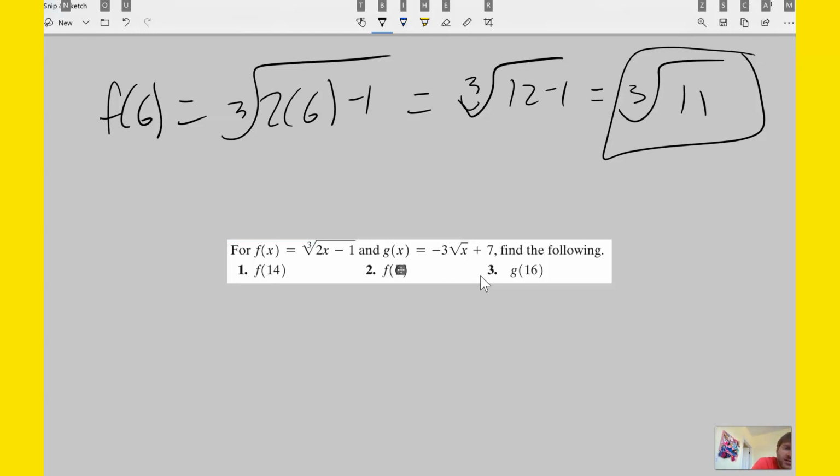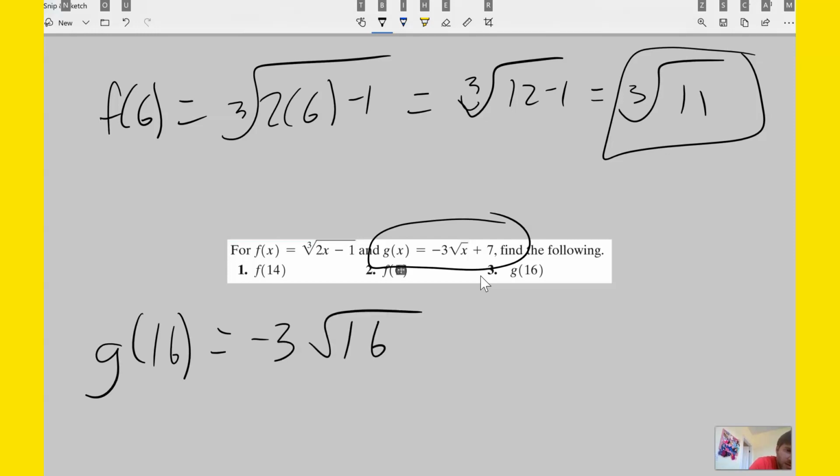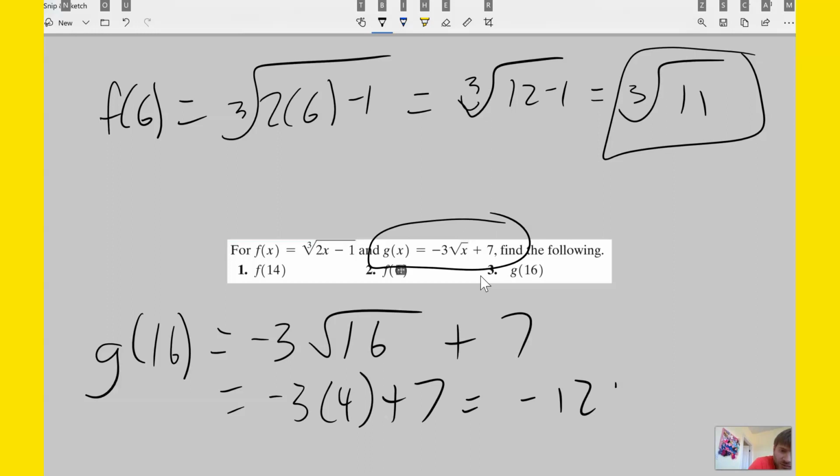And the next one, g of 16, so since g of x is this guy, I'm plugging in 16 for x there. So g of 16 means I plug in 16 for x. So negative 3 times the square root of 16 plus 7. So the square root of 16 is 4. So it's negative 3 times 4 plus 7. So that's just negative 12 plus 7, which is negative 5. So that should be the answer to that one.